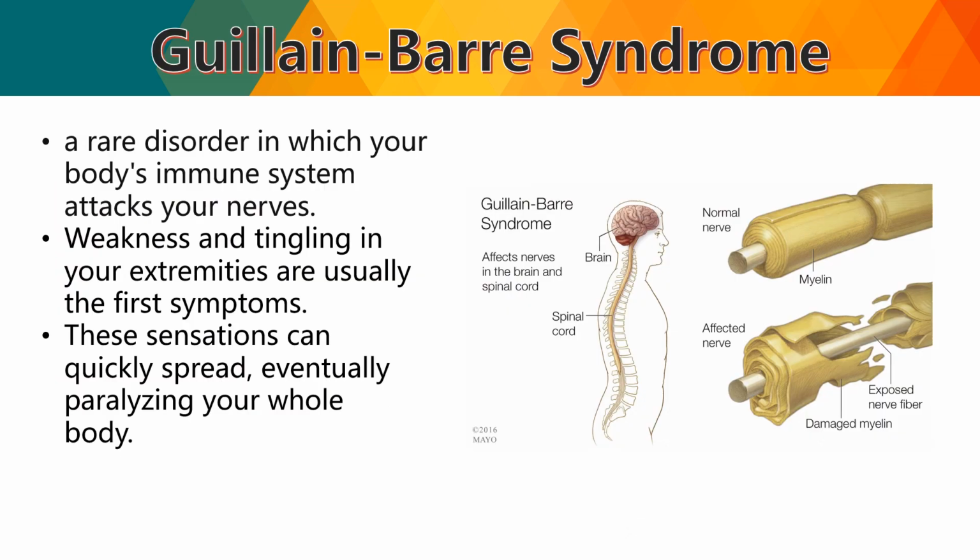So next we have the Guillain-Barré Syndrome. This is a rare disorder in which your body's immune system attacks your nerves, and weakness and tingling in your extremities are usually the first symptoms. And these sensations can quickly spread, eventually paralyzing your whole body. So like your multiple sclerosis, parang ganun din si Guillain-Barré Syndrome. But then again, what happens is that it's the immune system that attacks. So autoimmune siya. Okay? So it affects the nerves in the brain, in your spinal cord. And then yan, nagkakaroon din ng damage with your myelin sheath.